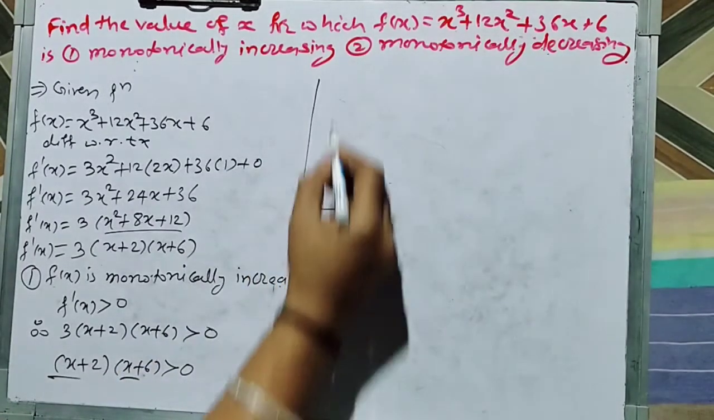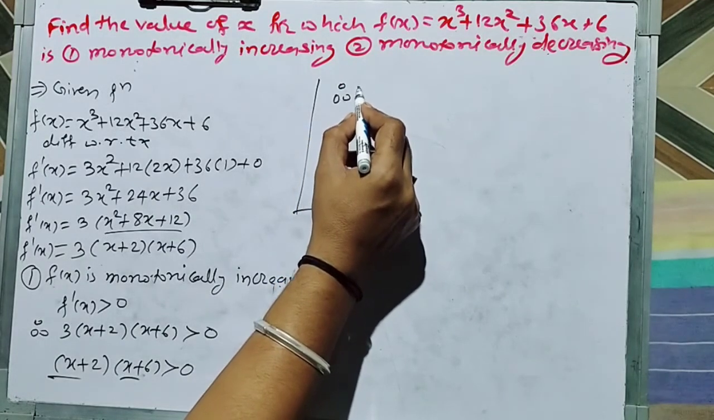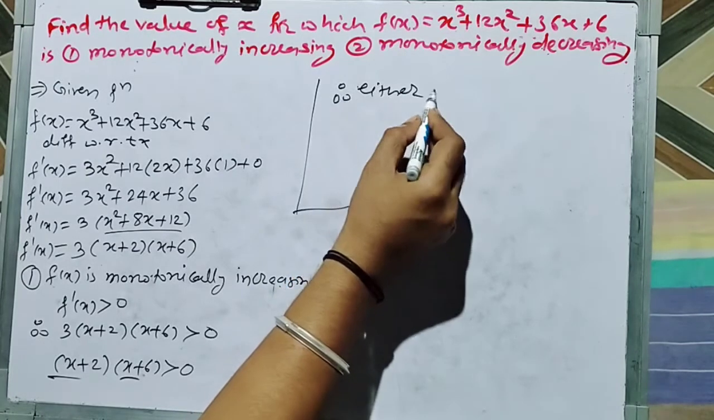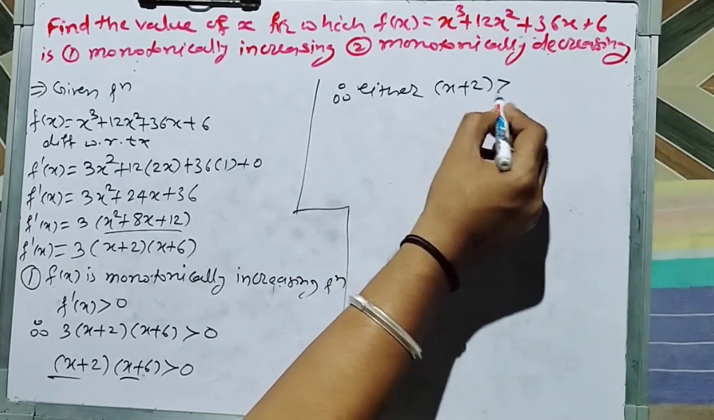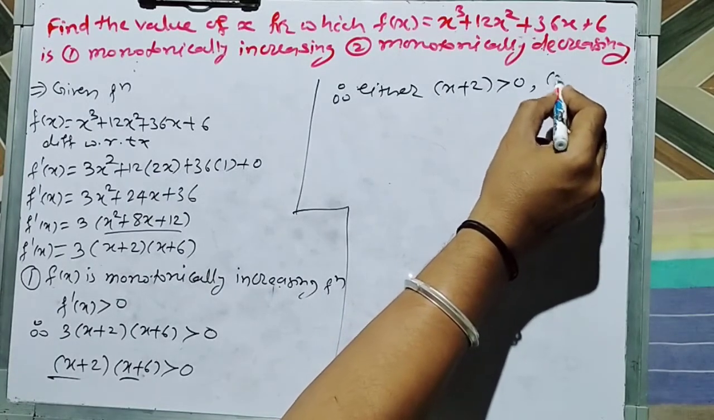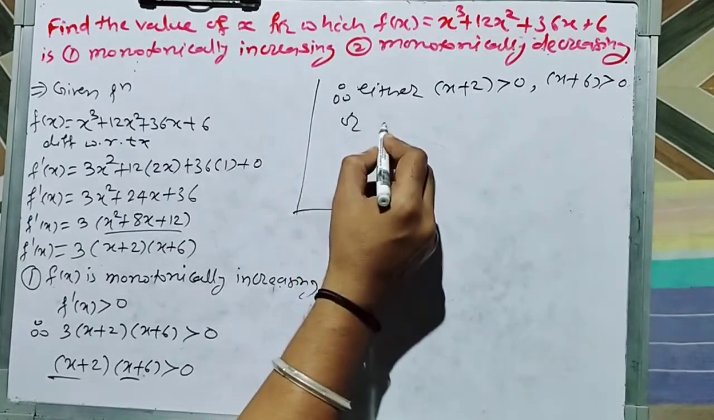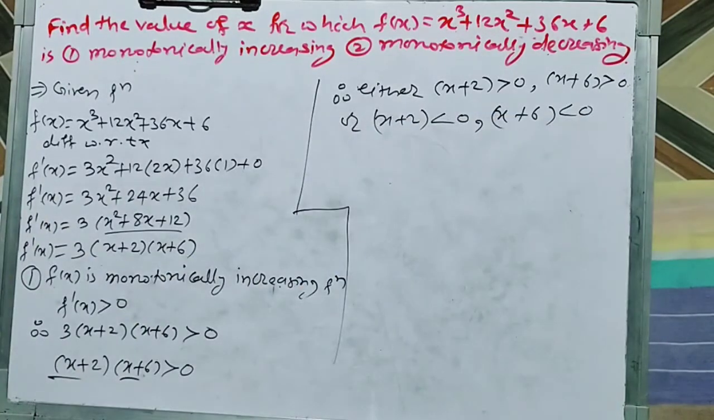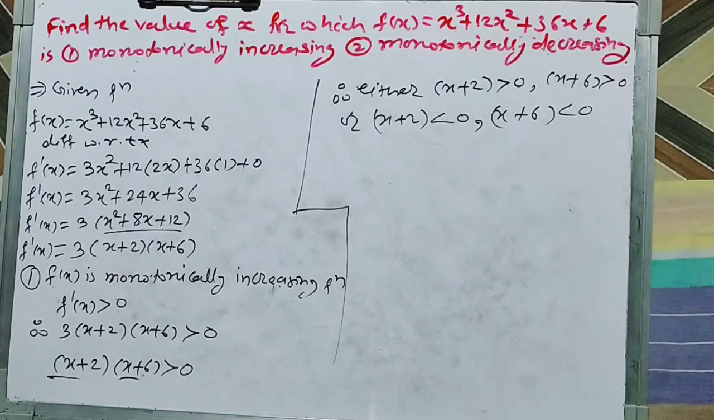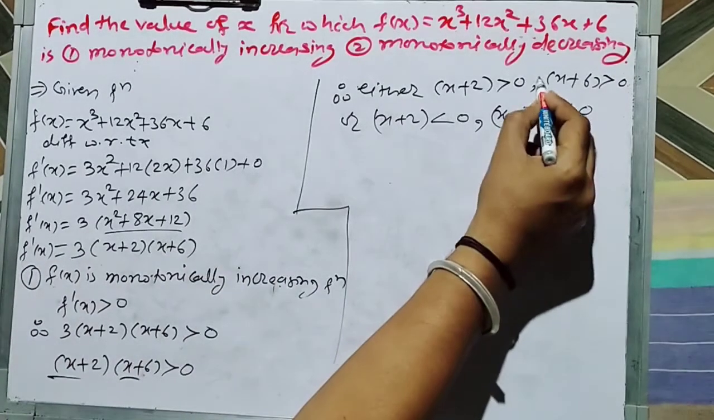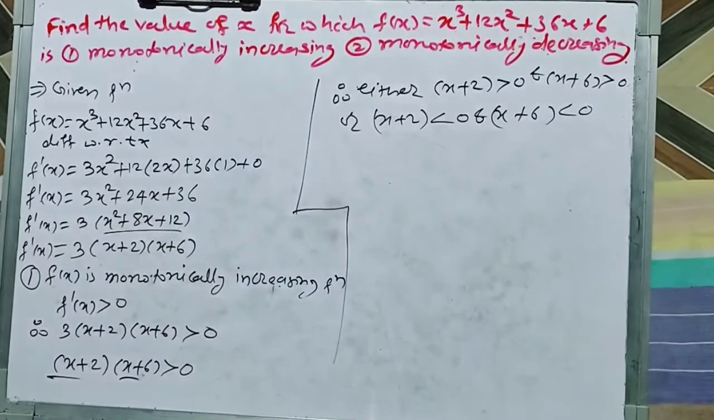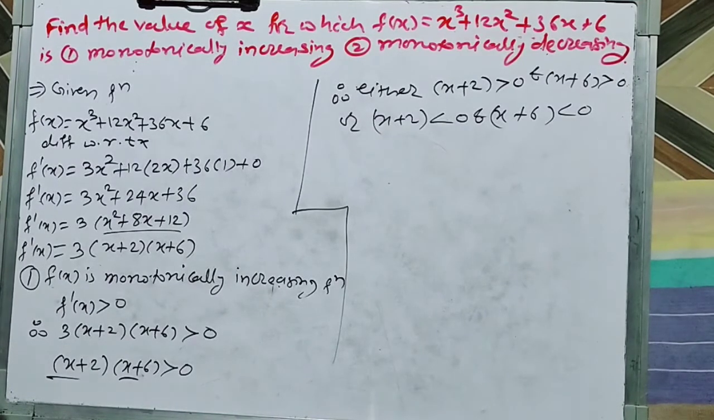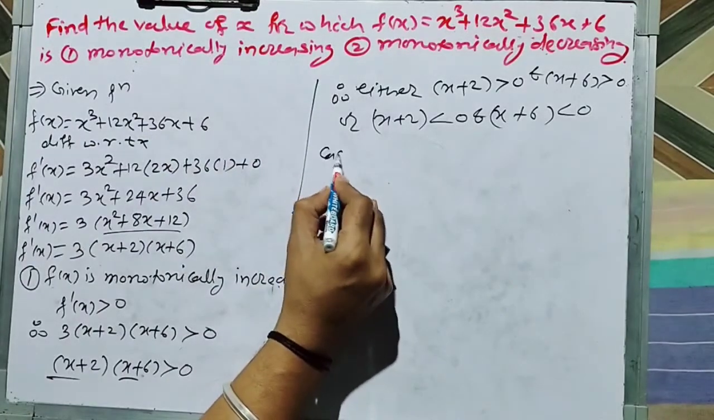So therefore here, either x plus 2 is greater than 0 and x plus 6 is greater than 0, or x plus 2 is less than 0 and x plus 6 is less than 0. Here we say and, and here also we say and. So we consider the first case.